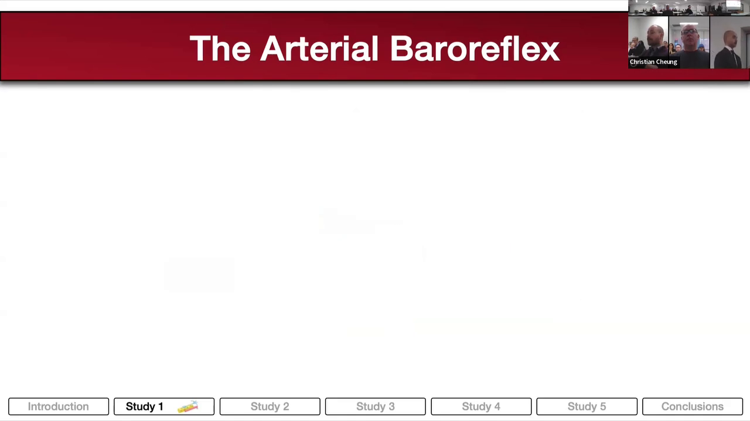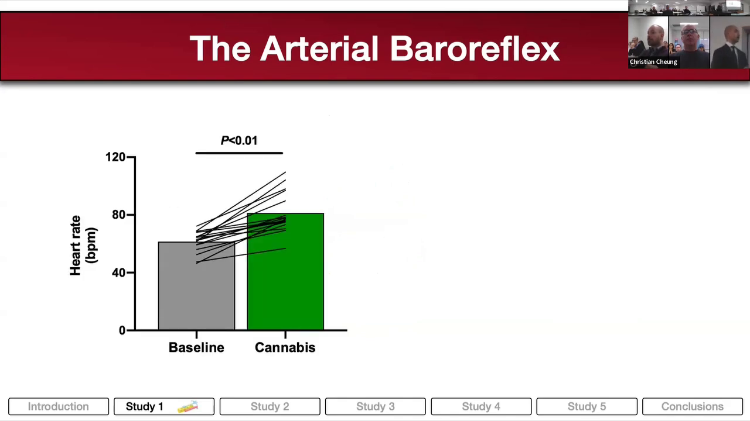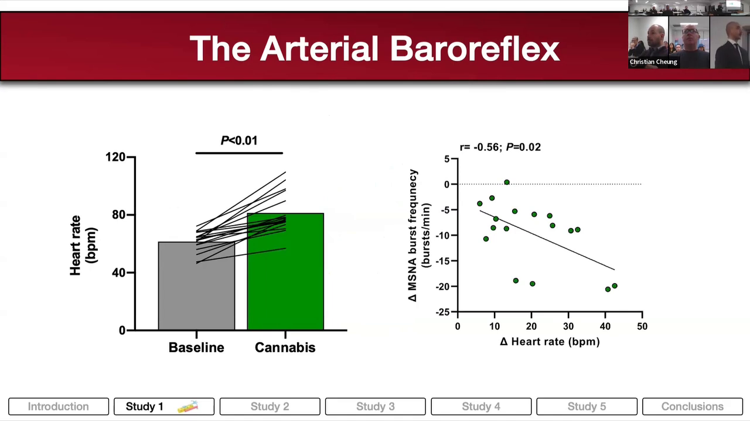Now, for this hypothesis, fortunately, our data also supports it. When we looked at heart rate, what we saw is that once again, heart rate increased in every single participant we tested. But importantly, when we plot this change in heart rate against this change in MSNA, what we can once again see is that this reduction is related, such that the participants with the biggest increases in heart rate have the biggest decreases in MSNA.